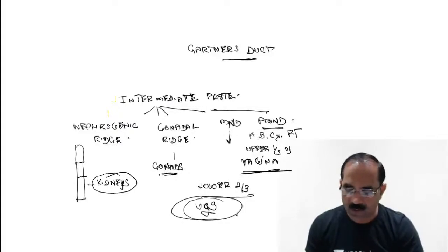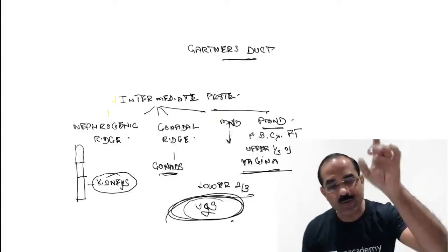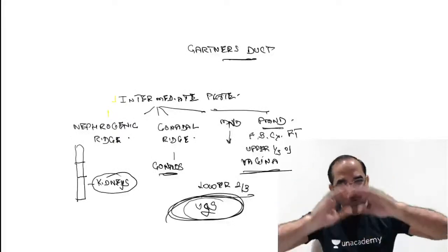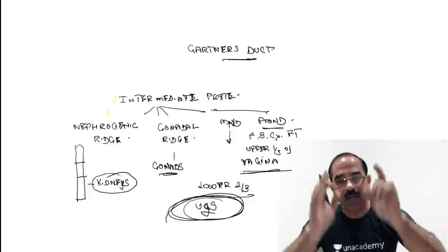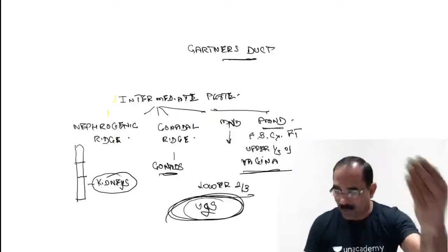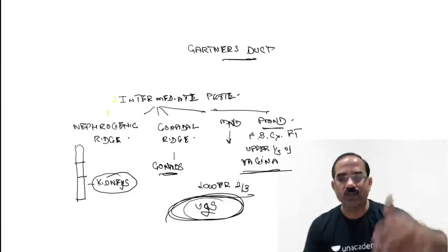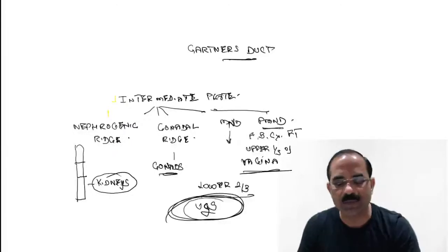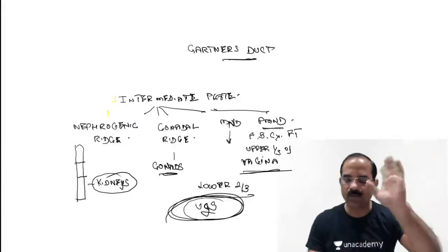Now, this urogenital sinus is endodermal in origin. So the lower 2/3 of the vagina would be endodermal in origin, and the upper 1/3 is derived from the paramesonephric duct. So that is going to be mesodermal in origin. Perfect. Be very clear about this.